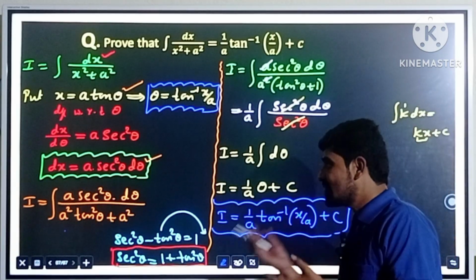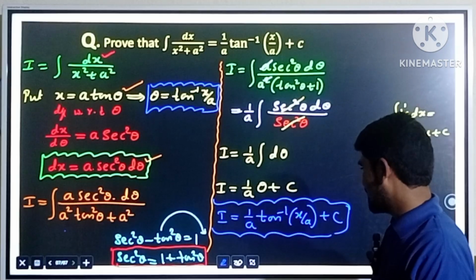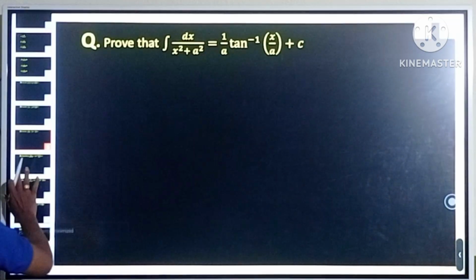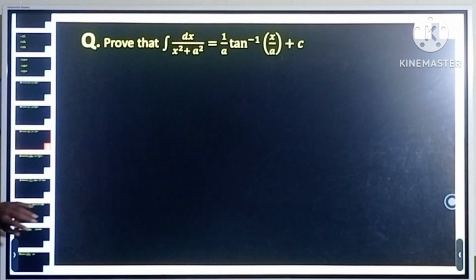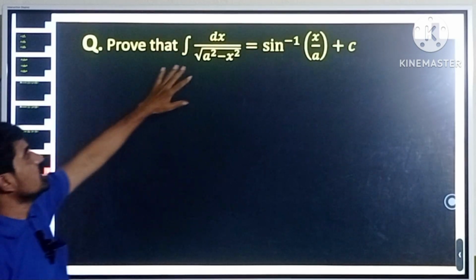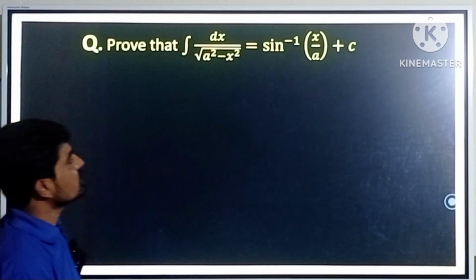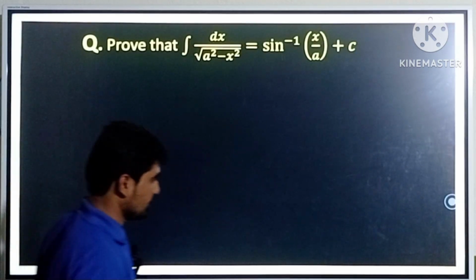And now the fourth one is also similar to this type. See here, what is the fourth one? Let's start the fourth one. The fourth one is: prove that the integration of dx divided by square root of a square minus x square is equal to sin inverse of x by a plus c.